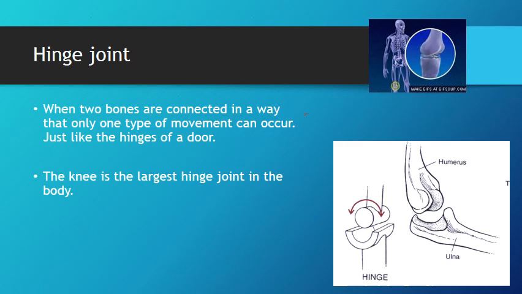Hinge joints only really allow you to move your joint action in maybe one direction. Okay, so up and down, or in and out, or side to side, depending on where the joint is in the body. A really great example is your knee joint, because we can only really move our lower leg backwards. So that's your hinge joint. That's probably the easiest one to remember out of the lot.